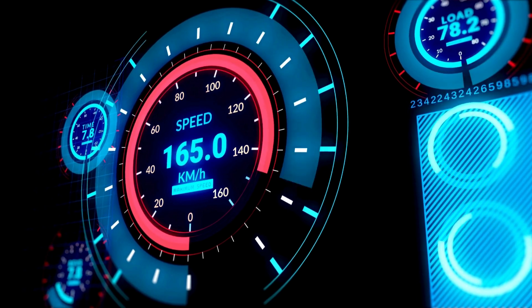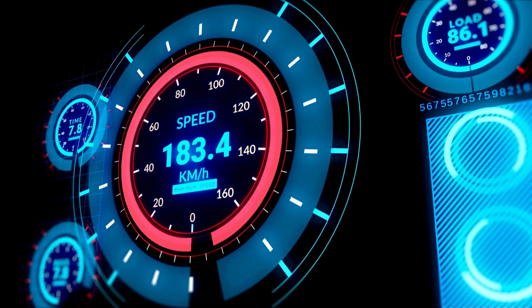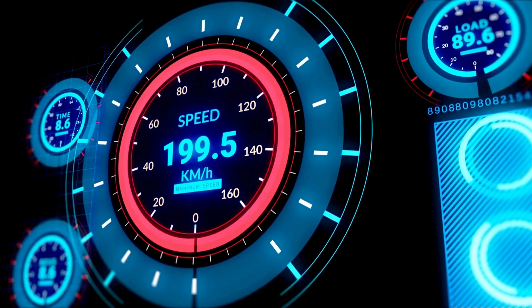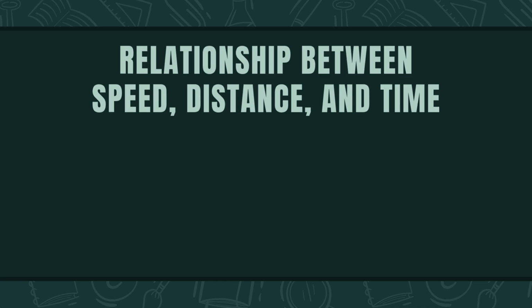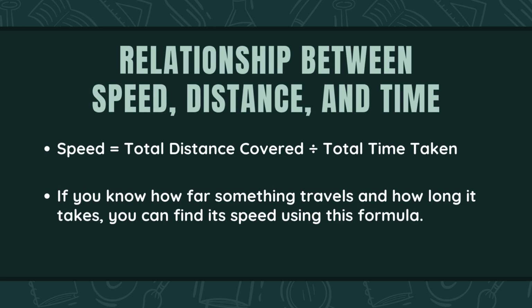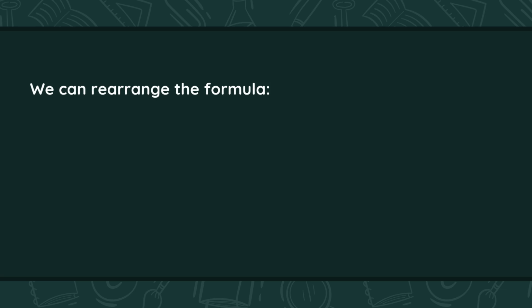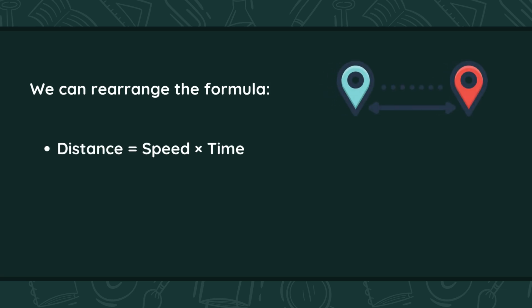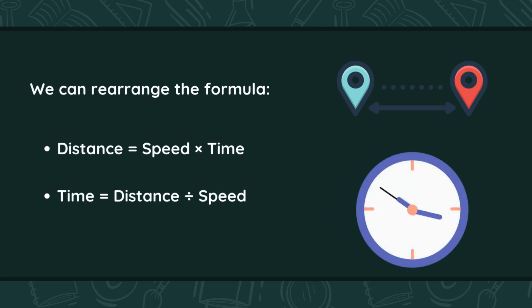Now let's understand the important relationship between speed, distance, and time, something we use in real life all the time. We start with a basic formula. Speed is equal to total distance covered divided by total time taken. If you know how far something travels and how long it takes, you can find its speed using this formula. But what if we want to find the distance or the time instead? We can rearrange the formula. Distance is equal to speed multiplied by time. Time is equal to distance divided by speed.